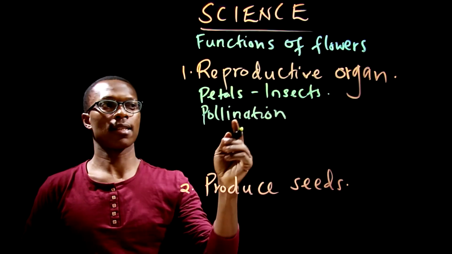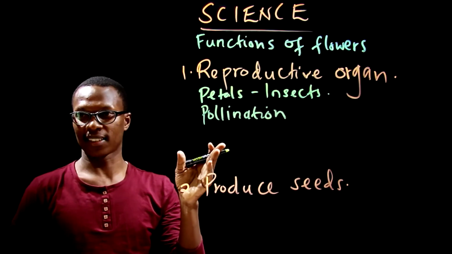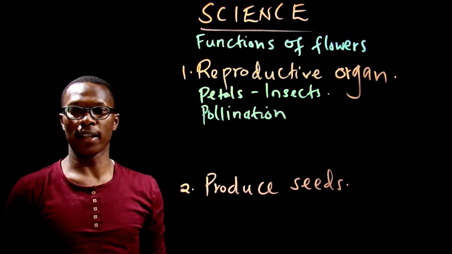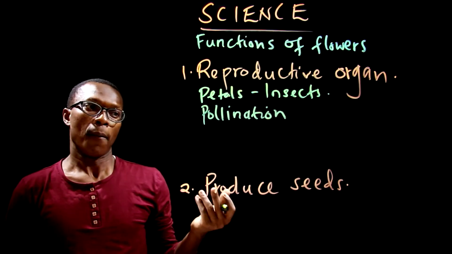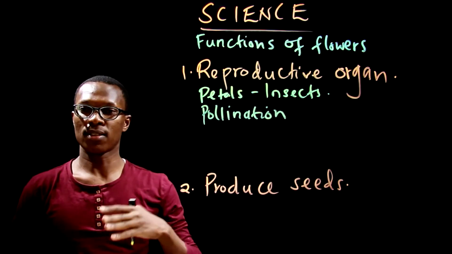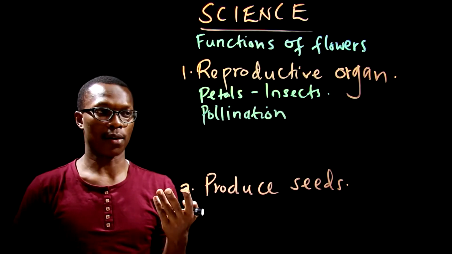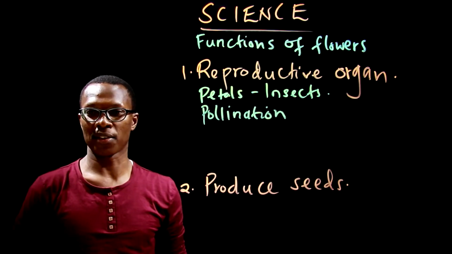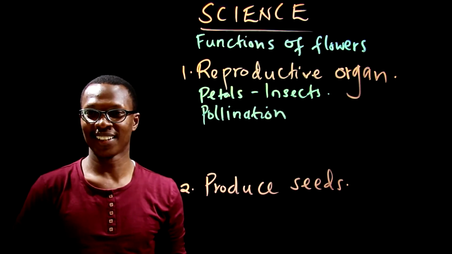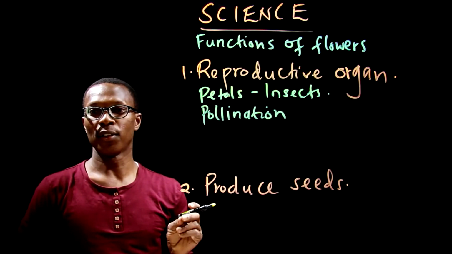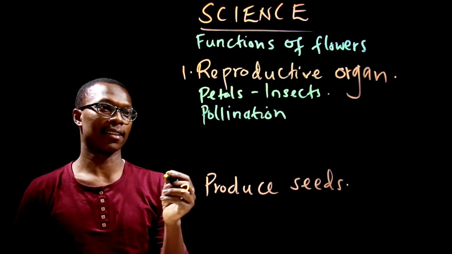So that means if we don't have the insects, then there won't be any pollination. Why? Because they are part of the pollinators. Mostly, we like to see bees flying to different flowers. They are normally looking for something. What do you think they're looking for? Is it some money? Do you think they're looking for some food? Yes, they're normally looking for something called nectar.